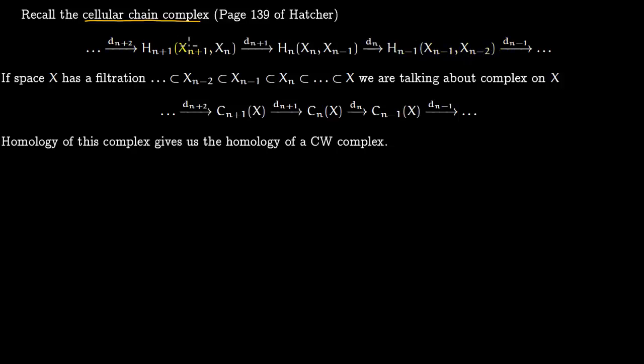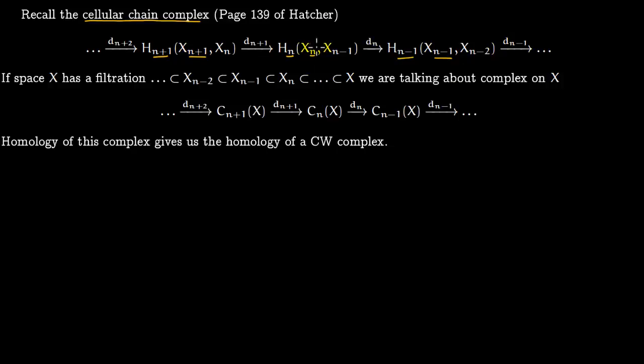So this sequence you obtain by gluing together long exact sequences of pairs. First you consider the pair (X_{n+1}, X_n), then (X_n, X_{n-1}), and so on. Notice this index matches here, this index matches here, and you're decreasing from H_{n+1} to H_n to H_{n-1}, and so on. And your pairs are also changing.